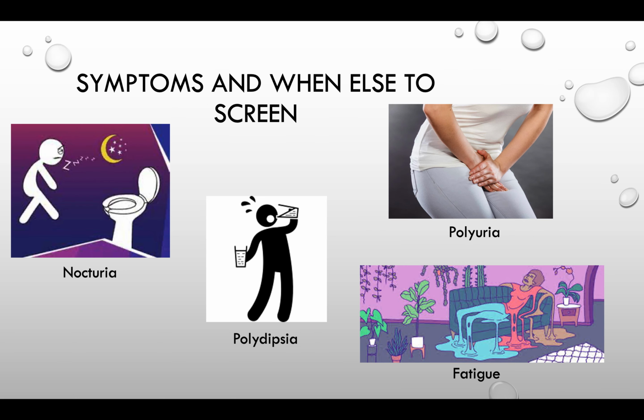Women should also be screened for GDM if they have any associated symptoms, so nocturia, polydipsia, polyuria and fatigue, or on an ultrasound scan a diagnosis of large for gestational age fetus or polyhydramnios. All women should also be individually, holistically assessed on an ongoing basis.